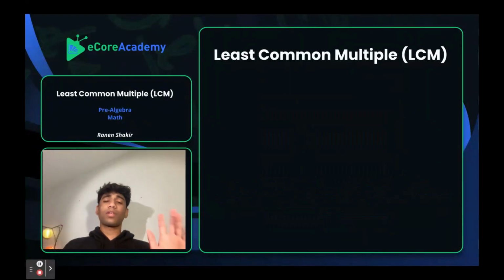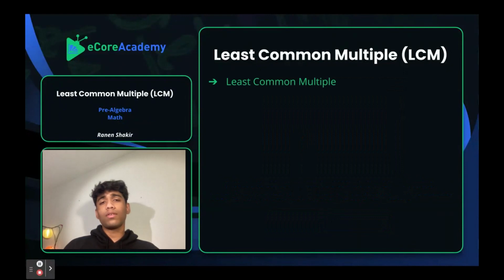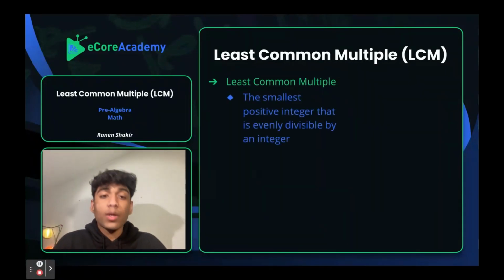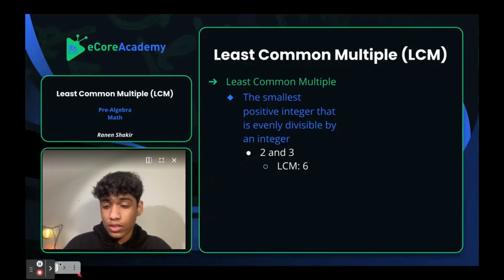Anyways, as always, let's start with some really quick vocab. Only one definition today. So, what is a least common multiple? It is the smallest positive integer that is evenly divisible by the given integers. For example, the least common multiple of 2 and 3 is 6.